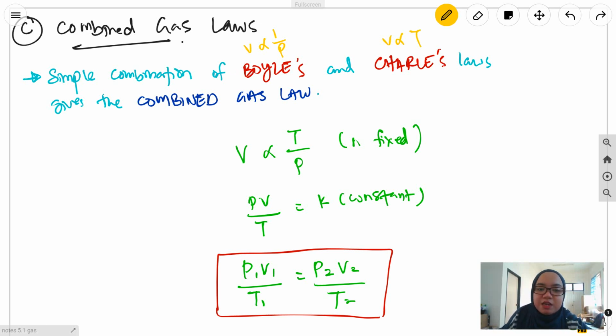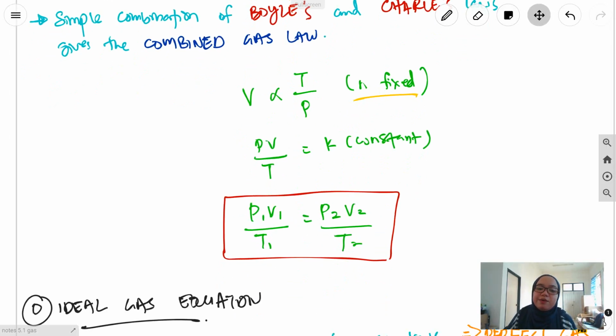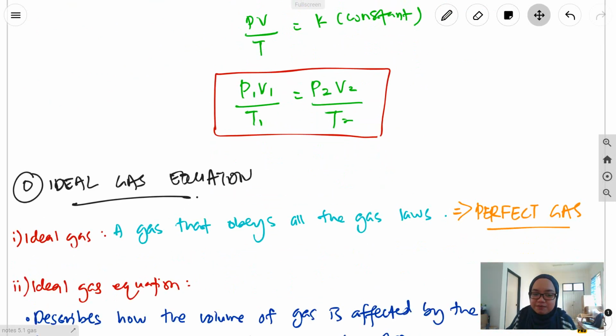V is directly proportional to T and inversely proportional to P, and n is fixed. And we got PV over T equals a constant, and at different conditions we can use this equation: P1V1 over T1 equals P2V2 over T2. It's very simple.